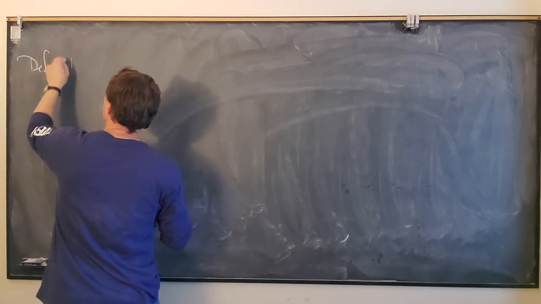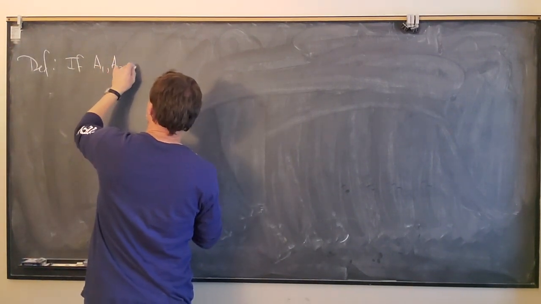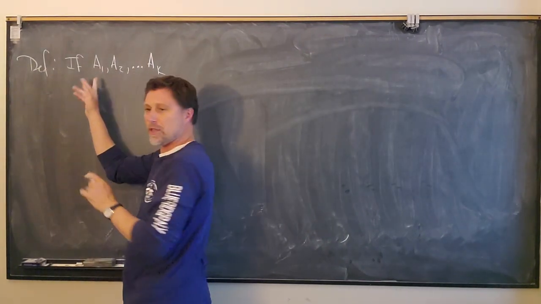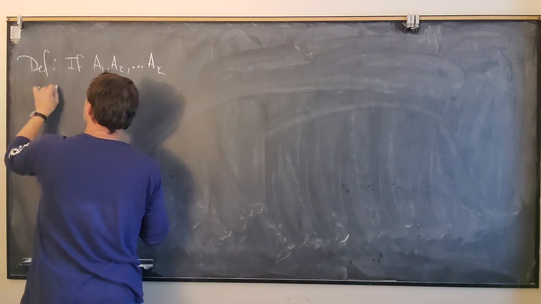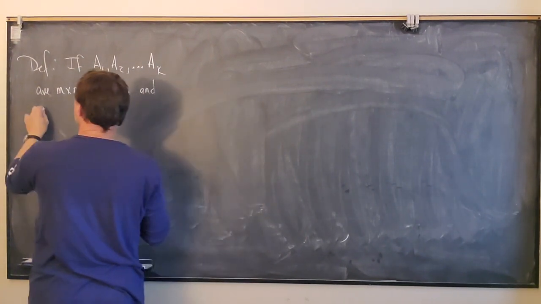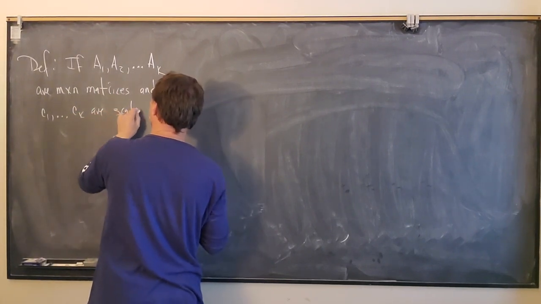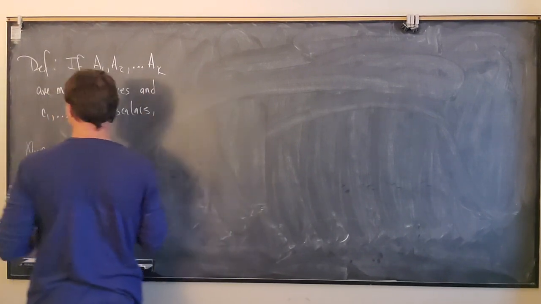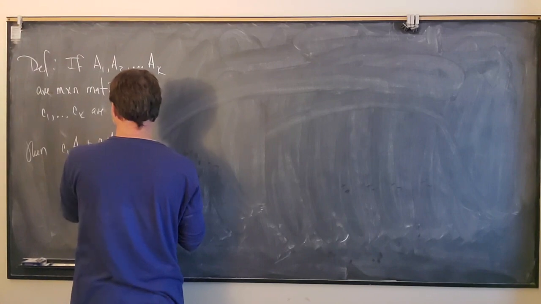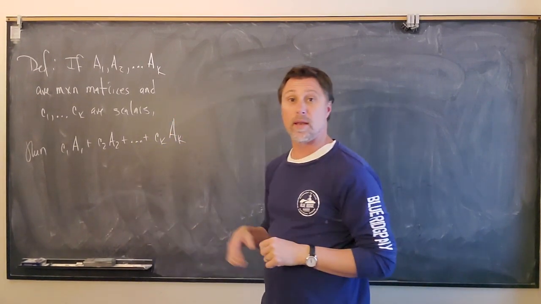So if A1, A2, up through A sub k, all capitals, are each an m by n matrix, and C1 up through C sub k are scalars, or real numbers, then we can look at C1 times A1 plus C2 times A2 plus dot dot dot plus C sub k times A sub k. Now, when you do this, what are you going to get?